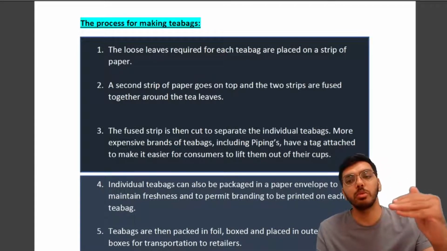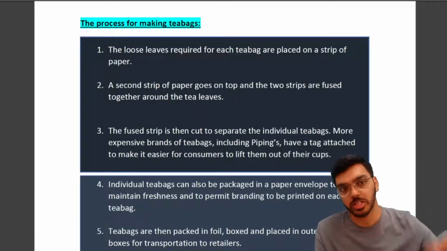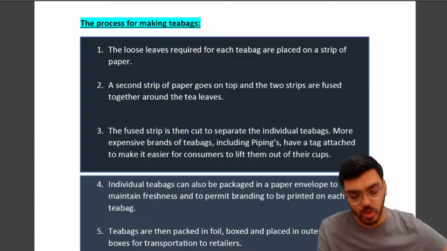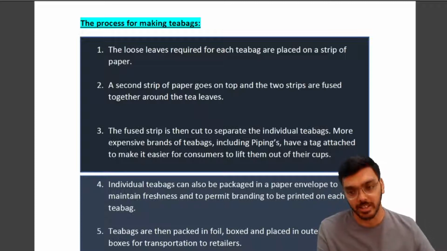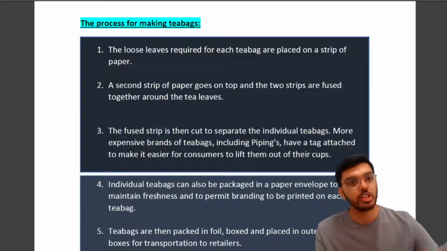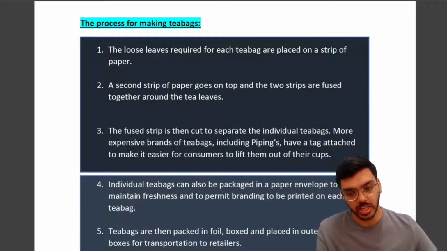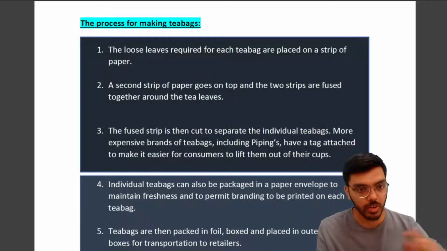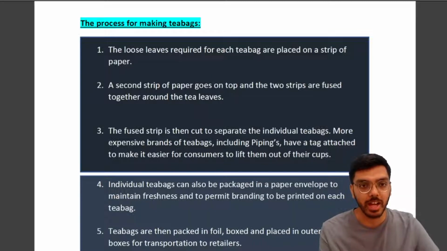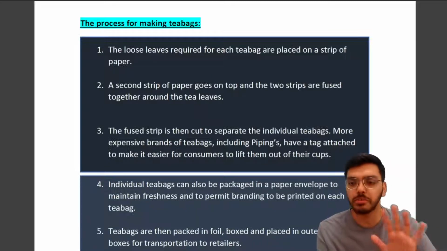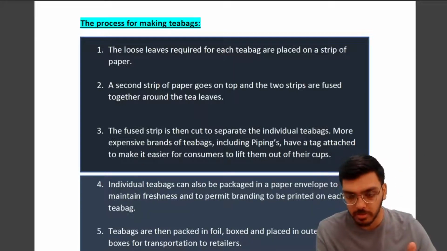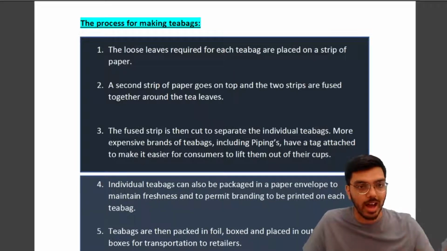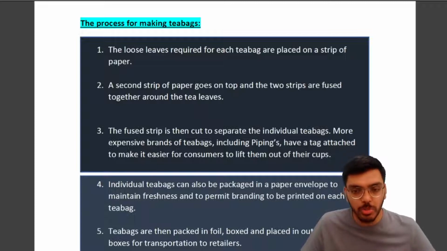So part 2 begins where part 1 ended. We are starting to speak about the process of making tea bags. So what is the process of making tea bags? Let's begin. First, the loose leaves required for each tea bag are placed on a strip of paper. This is just for me to know the processing method. They're not going to quiz you on how a tea bag is made. That's not going to be an exam question.